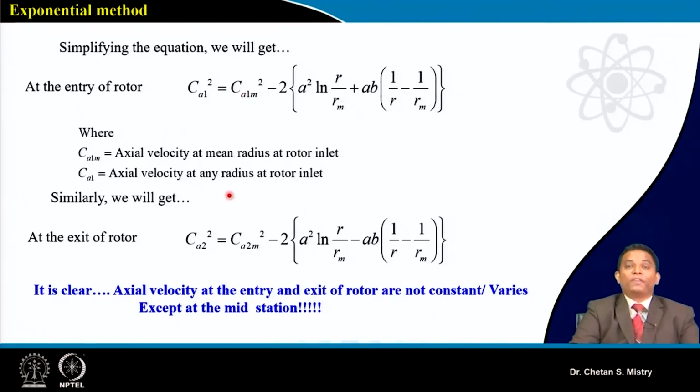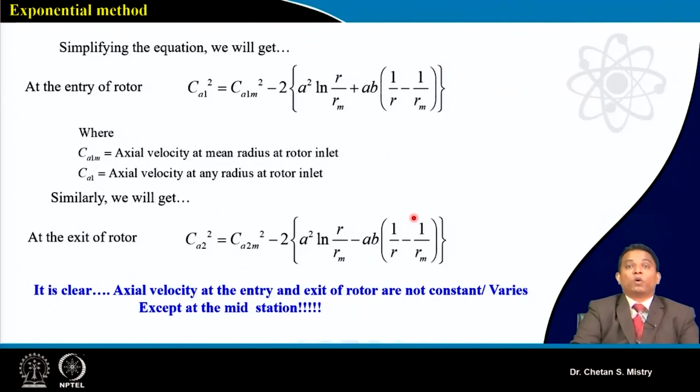Now if we consider what is happening at the exit of my rotor, in line with that we can write the equation for the exit axial velocity, also in terms of CA2 at the mid station, and this is in the form of my radius. So if we look here, this gives a different kind of feeling. What it says is that we are not satisfying our radial equilibrium.